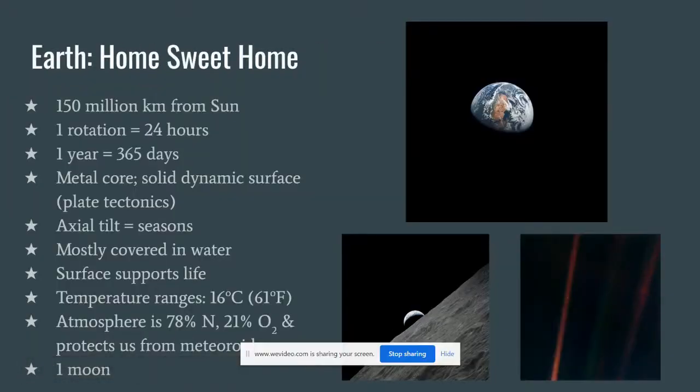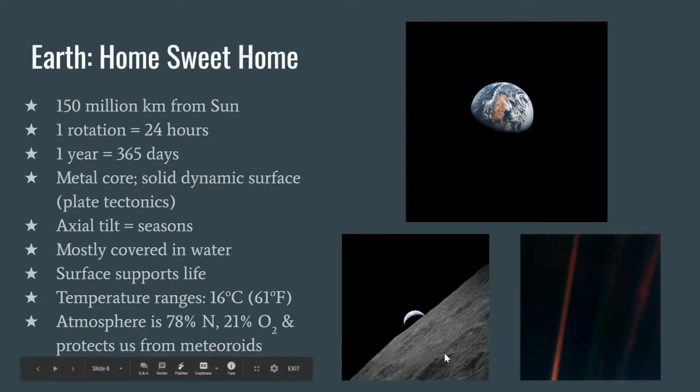Earth. So Earth is 150 million kilometers from the sun. And we know that one rotation is 24 hours and 1 year is 365 days. It has a metal core, a solid dynamic surface with plate tectonics, which we didn't get to talk about this year because our geography part of our year was hit with the coronavirus. So plate tectonics is a shifting of our surface. That's what's creating our mountains, what's creating earthquakes, as well as our volcanoes that we see here on Earth.